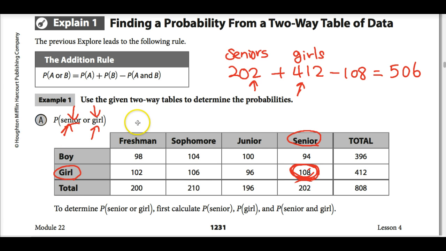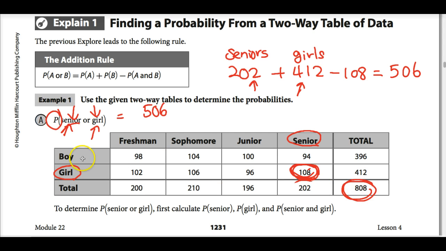So anyhow, this is what they're looking for, the probability of all the people at the school who happen to be a senior or a girl, okay? So that would be how many? 506. There's 506 of them, and they are either seniors or girls. But we're looking for the probability. So what is the universal set? In other words, how many students are there total in the whole school? Well, there's 808 students total.